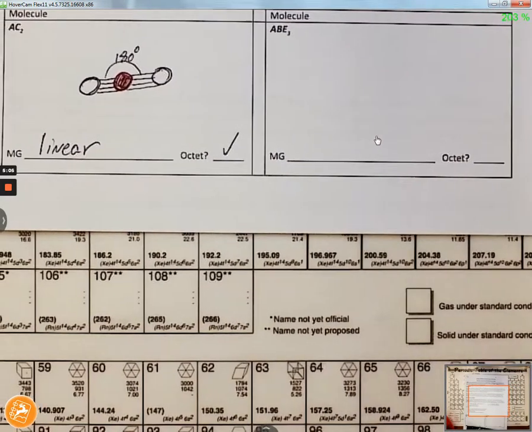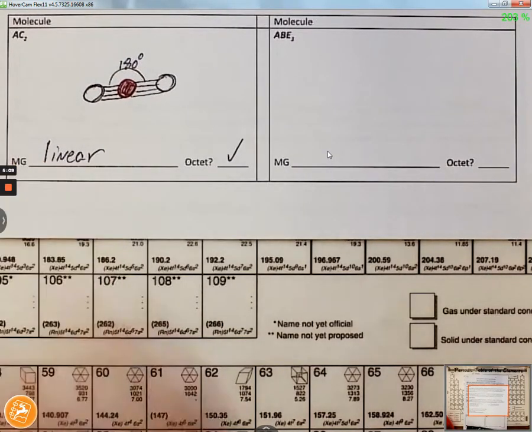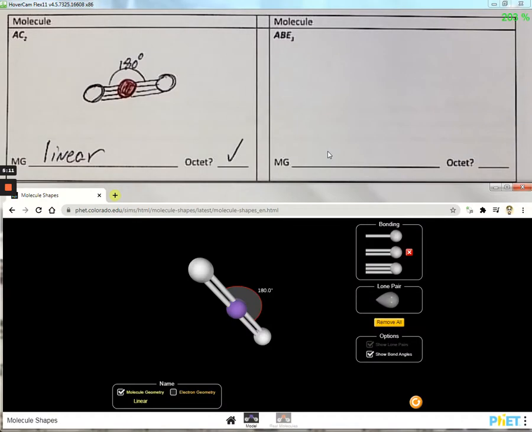It is ABE3. So looking at my key, let me get rid of some of these things here. I'm going to get rid of this and the bond angle just so I don't spoil it for myself. A again is my purple atom. B is a single bonded white atom, so I'll put him in.